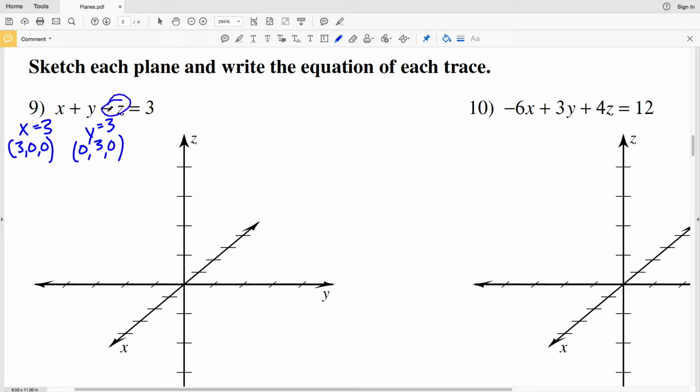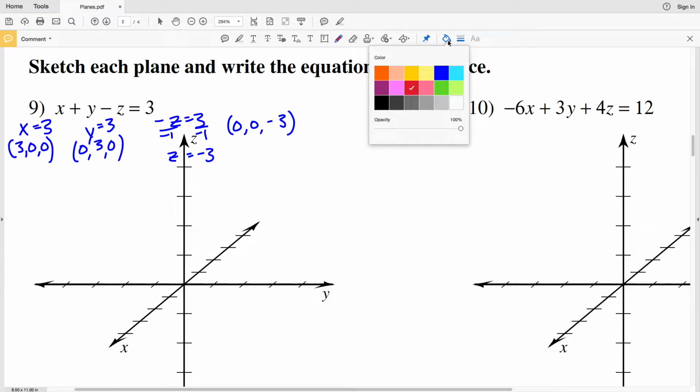And then lastly, that z-intercept occurs when x and y are equal to 0. So that leaves us with negative z equal to 3. And dividing by negative 1, or multiplying both sides by negative 1, gives us that z is equal to negative 3. So we're going to plot the point (0, 0, -3). So let's graph each of those intercepts.